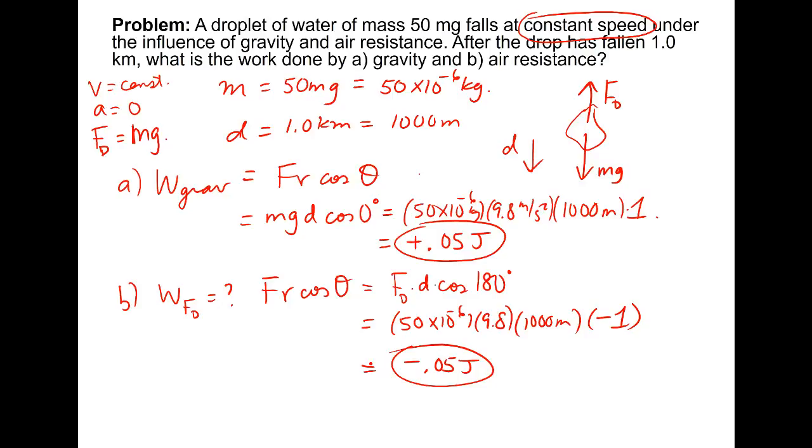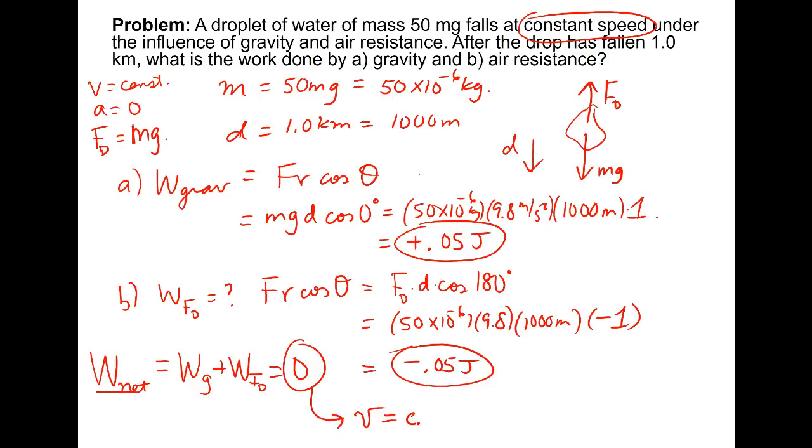Here's something that's very important to note for later. The net, or the total work on the raindrop, is the work from gravity plus the work from drag, which is 0. The reason that the total work is 0 is because the speed is constant. We'll talk about this a bit later.